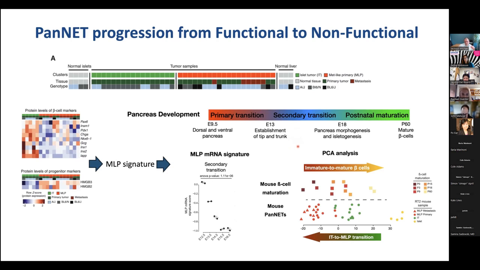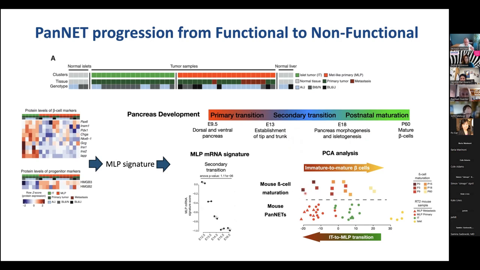Then we used a different data set. In this data set, we had single-cell RNA-seq data. This is in the post-natal maturation. So after birth, the pancreas is still maturing. So we can still try to understand whether, in fact, these IT tumors resemble more and more mature beta cells or more the early stages. So this is the P0, so it is when you have a newborn mouse.